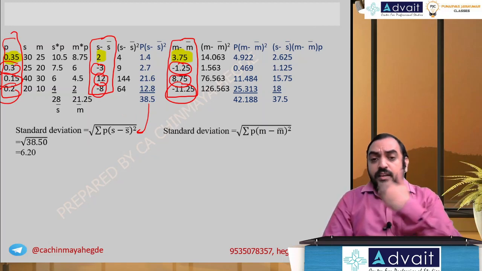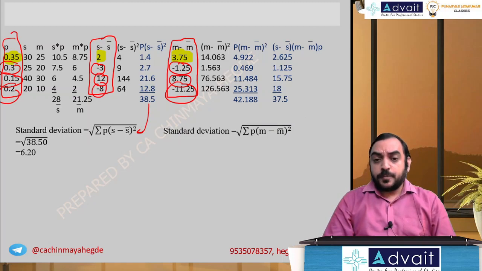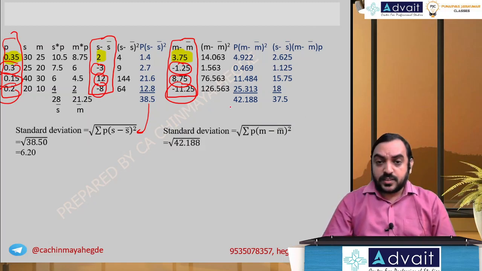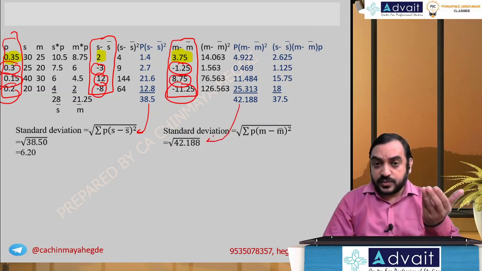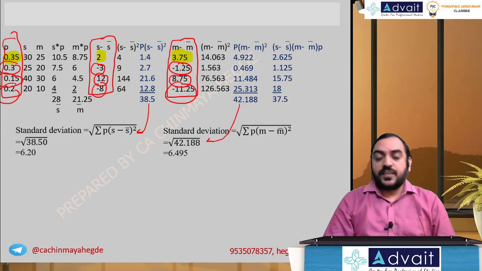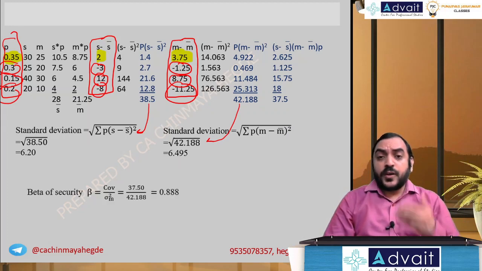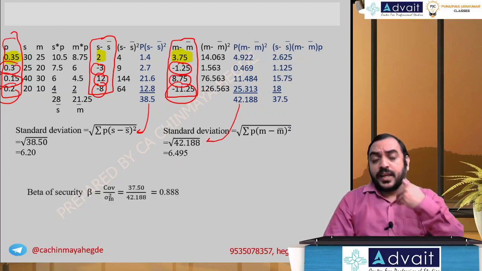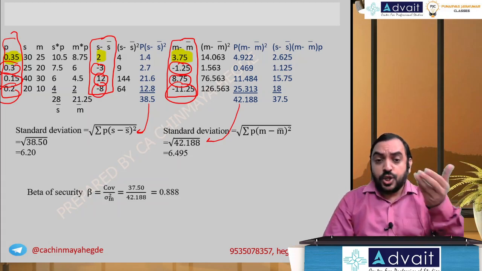Similarly, market, M minus M bar whole square into P, that is 42.188. Here that itself is the variance. No need to divide by N. Take the square root, you get standard deviation. Then we don't have to do the correlation coefficient. I can do the beta calculation directly.